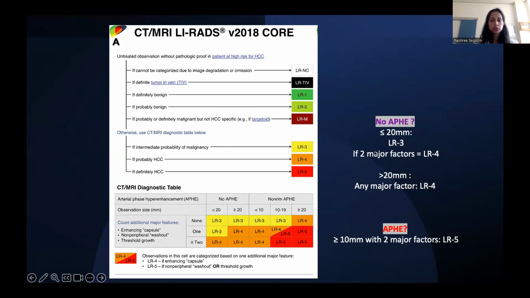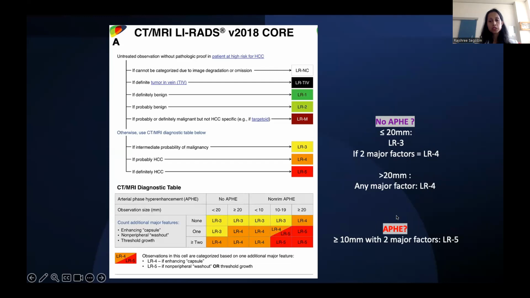The easiest way to look at it is if a lesion is non-arterial phase enhancing, so a lesion is not taking up contrast at all in the arterial phase. If the lesion is small with no major factors, this is given a LIRADS 3 criteria. And if you have 2 or more major factors, it's a LIRADS 4. And if it's a big lesion which is not enhancing, it would be a LIRADS 4 criteria.